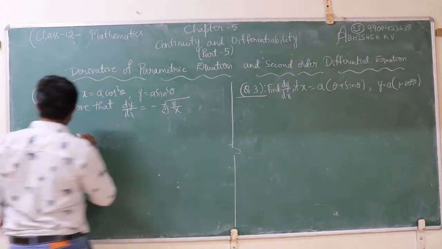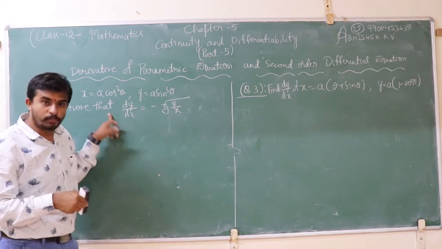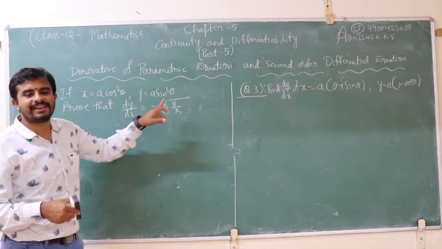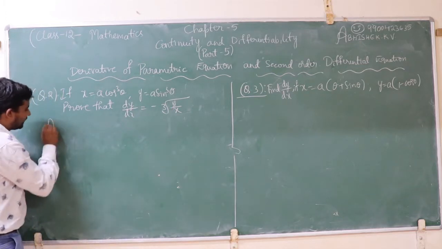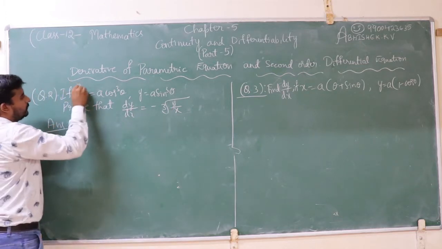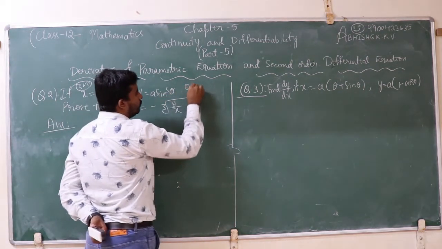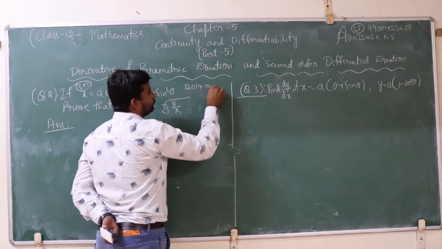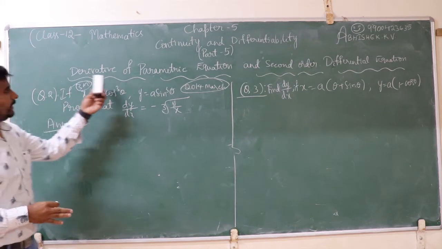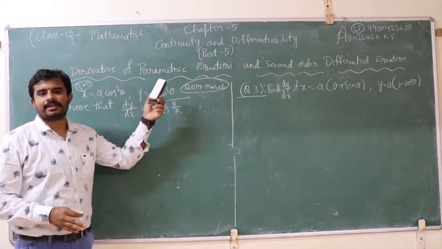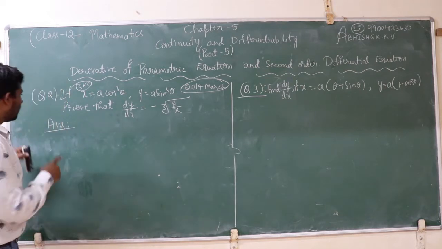So we need to find what? We need to prove. Here they weren't asked to find; they are only asked to prove dy by dx is equal to minus cube root of y by x, the negative of the cube root of y by x. See, this is for 3 marks. Very important. This question has been asked in March 2014 for 3 marks. In the derivative of parametric equations subtopic, you will definitely get one problem for 3 marks. Please follow. Okay, see the answer for this.